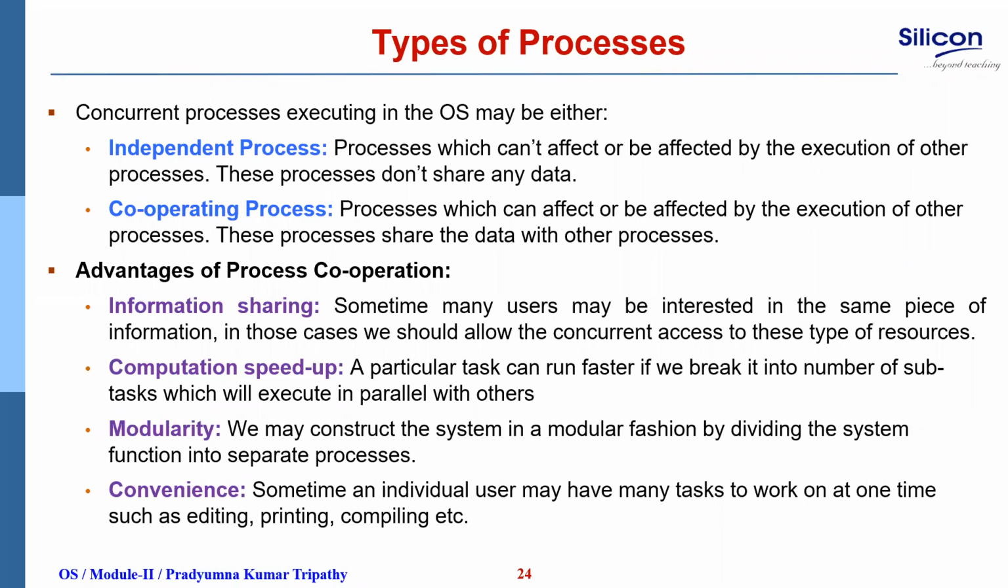Two processes that do not share anything, they do not share data. Independent processes cannot affect or be affected by the execution of other processes. These processes do not share any data. So neither do they affect other processes nor are they affected by other processes. They are running independently, independent processes.